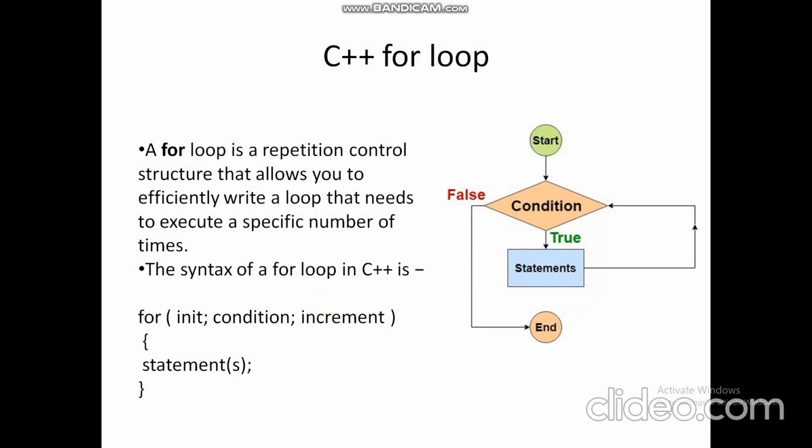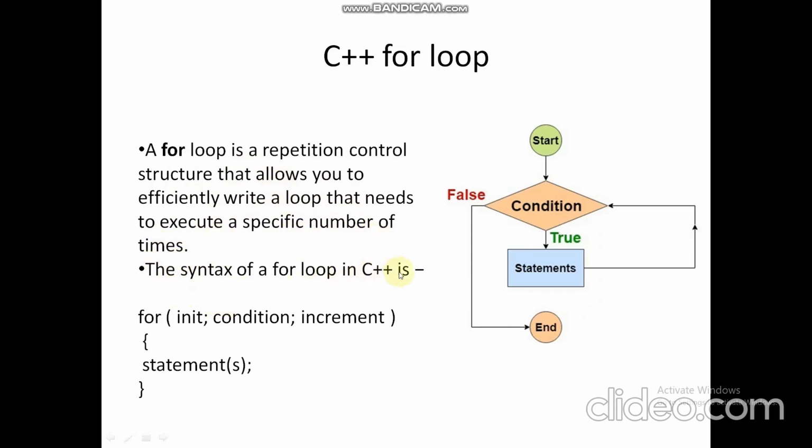A for loop is a repetition control structure that allows you to efficiently write a loop. So it helps you to write a loop that needs to execute a specific number of times.